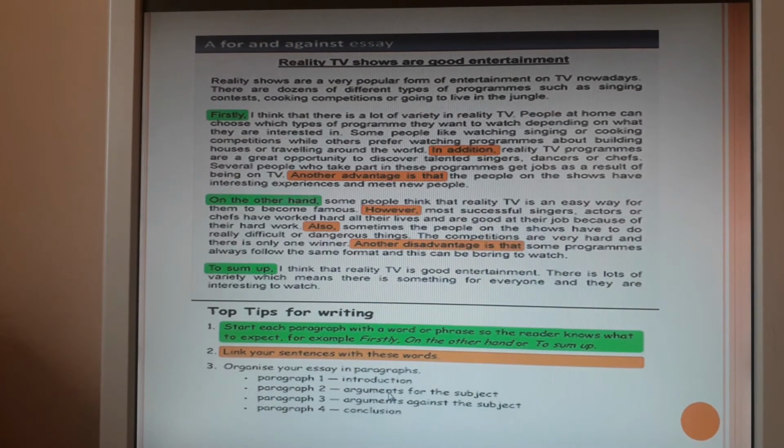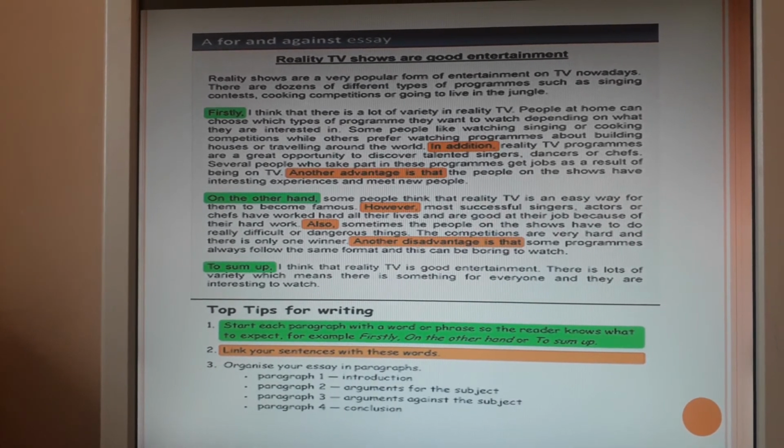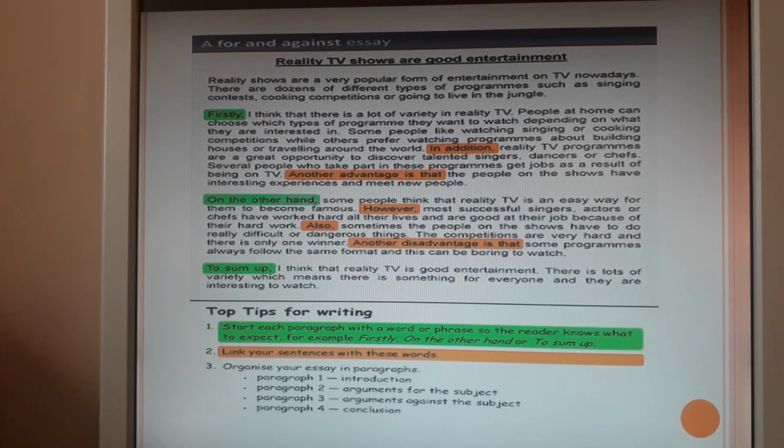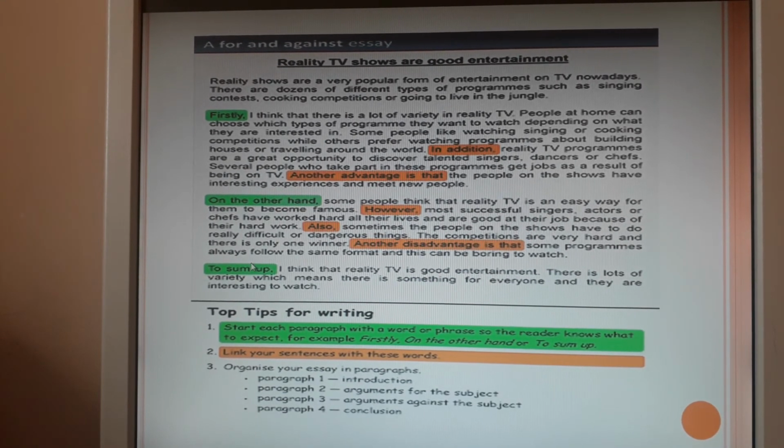Let's see now a model analysis. The topic I chose is reality TV shows are good entertainment. Do you see the structure as we presented it previously?